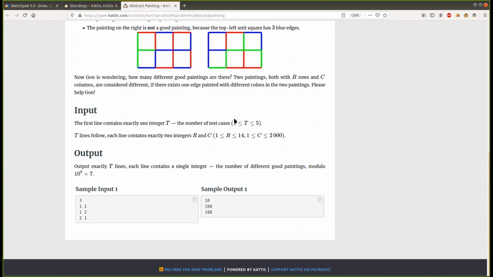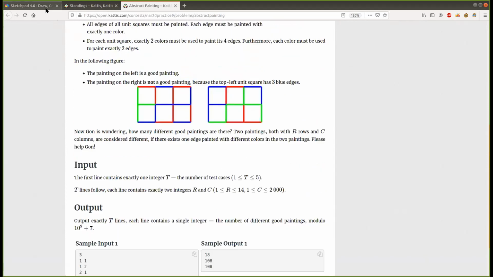And so yeah, the question is to count how many ways mod a large prime, because the answer could be too big to store in a usual integer. So the constraint for the number of rows is pretty small, which usually means it's something like bitmask DP.